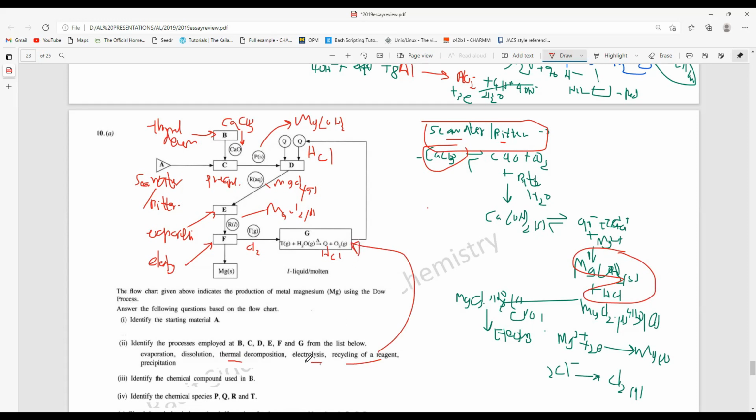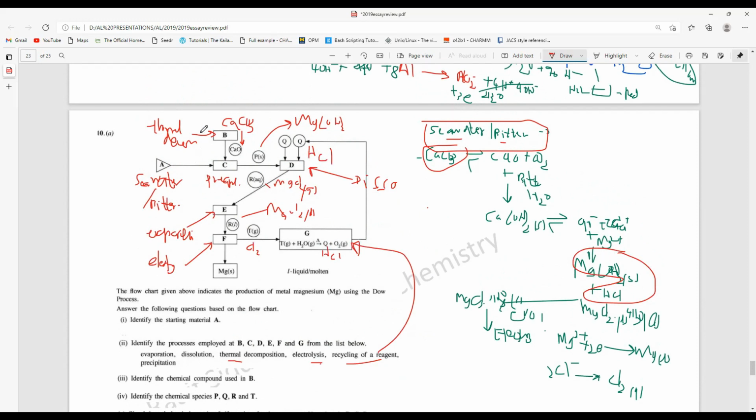So electrolysis is done, thermal decomposition, evaporation, precipitation. So this one is dissolution. Then D is dissolution because magnesium hydroxide is converted to magnesium chloride. You see here, when you know this Dow process, then you can predict these reactions. I cannot tell you to learn this by heart, but you need to understand what is actually happening here. That is the reality.